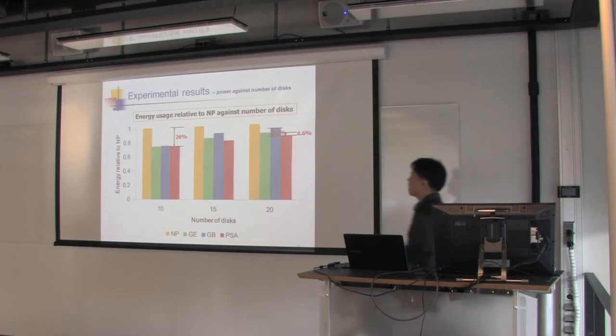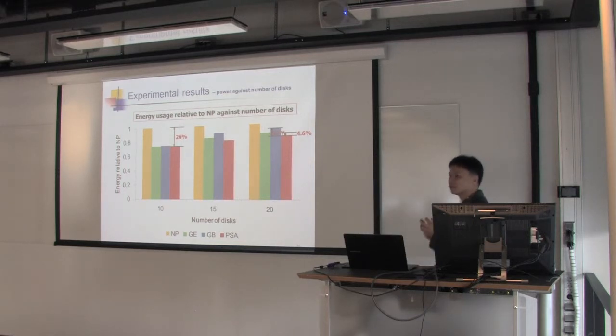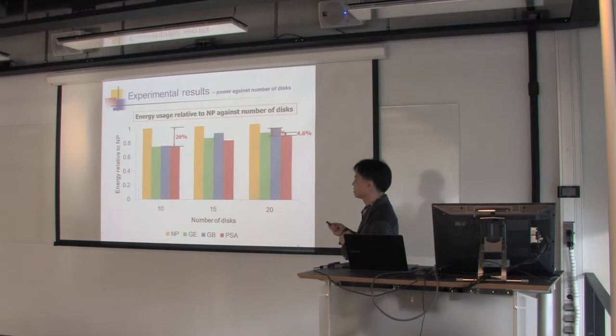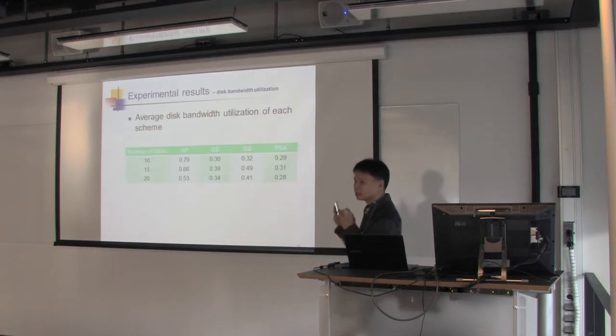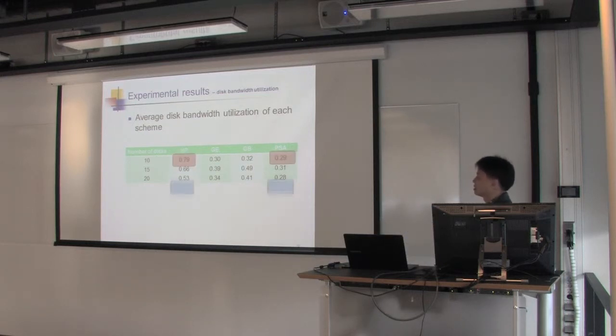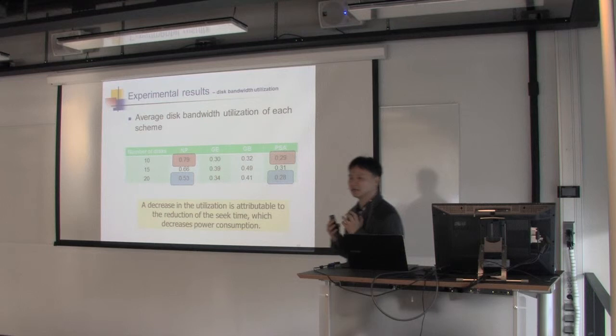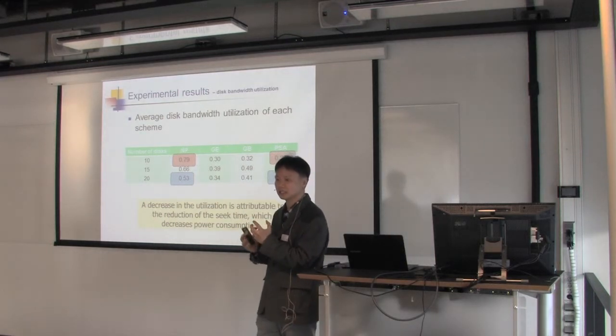We also examined power value against the number of disks. Actually, the number of disks determines the workload imposed on the server. And as can be seen here, the number of disks affects energy consumption too. And this graph can be described using a disk table. A decrease in the utilization is attributable to the reduction of the seek time, which decreases power consumption. So actually, our scheme basically reduces the disk bandwidth utilization, which reduces energy consumption needed for seek operation, which reduces total energy consumption.